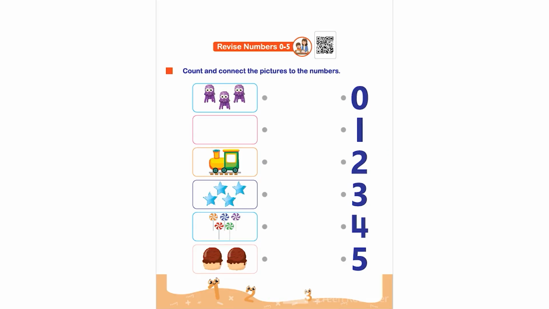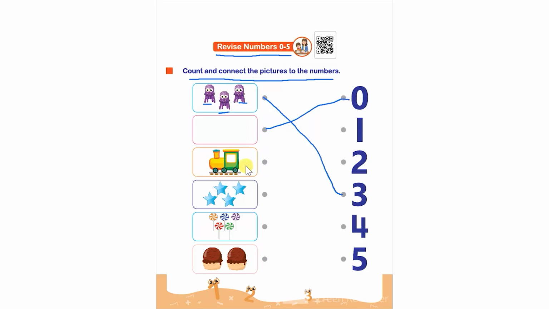Hello everyone. In this worksheet, the topic is revise numbers 0 to 5. Count and connect the pictures to the numbers. So here there are 3 objects. So here they have to connect it to 3. They have to count like this 1, 2, 3. After that there are no objects. It means 0. So they have to connect it to the number 0.